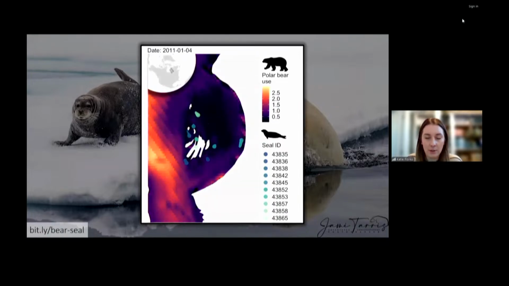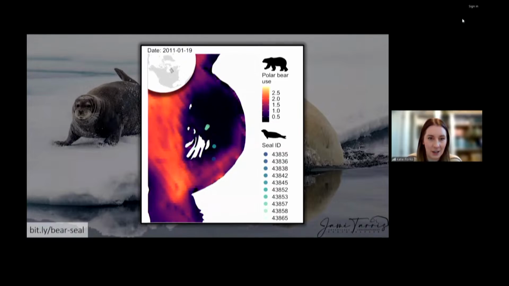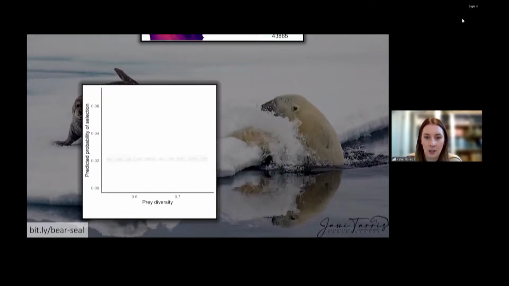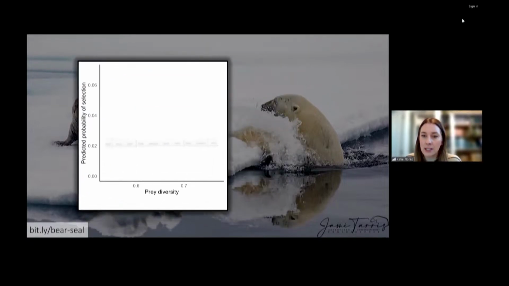And what we found was this avoidance behavior. Each of these dots are seals, and we can see our polar bear prediction in the background. It appears that seals are avoiding these high-risk areas, which are the brighter areas. And I really want to exemplify how much including this additional complexity in the food web was a game changer from the perspective of seals.